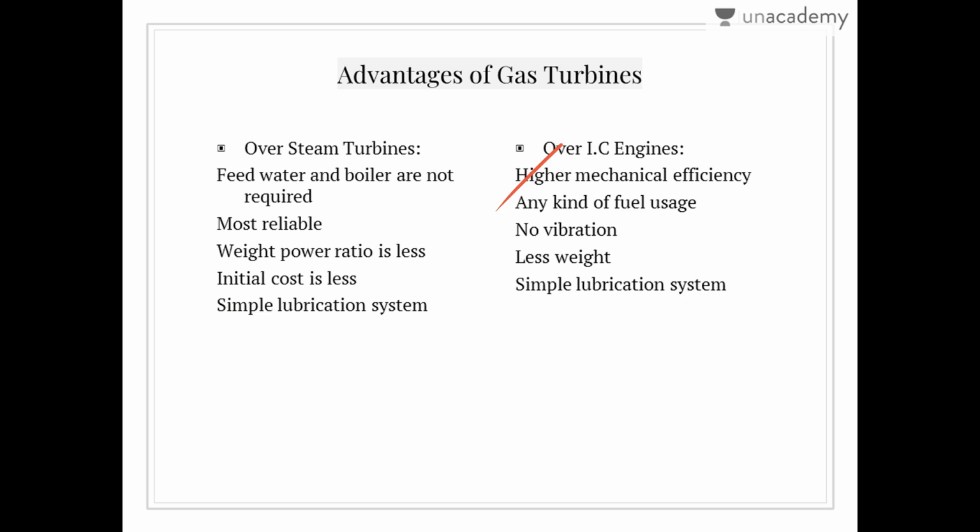Any kind of fuel can be used in the gas turbines. There is no vibration, hence the balancing problem can be avoided. It consists of less weight and it is more reliable, and the lubrication is very simple.